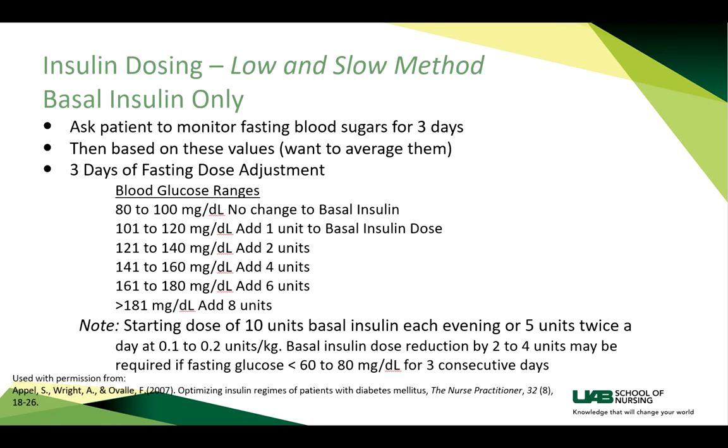The other thing I wanted to say was we want to reduce the basal insulin if we have hypoglycemic averages. So if we're averaging anywhere below 80, basically, we're going to want to reduce by at least 2 to 4 units of our basal insulin to ensure that the patient doesn't continue to have hypoglycemic events.